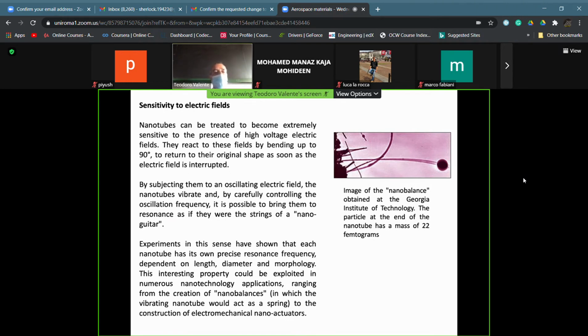And then these properties can be exploited in different nanotechnology applications. For example, you see in the picture the creation of nanobalances, in which the vibrating nanotube would act as a spring, and also, in principle, the construction of electromechanical nanoactuators. Obviously, we are at a nanoscale, so if you see the image, this nanobalance, which has been obtained at the Georgia Tech Institute in the United States, has a particle on the end with a very low mass, in this case 22 femtograms.